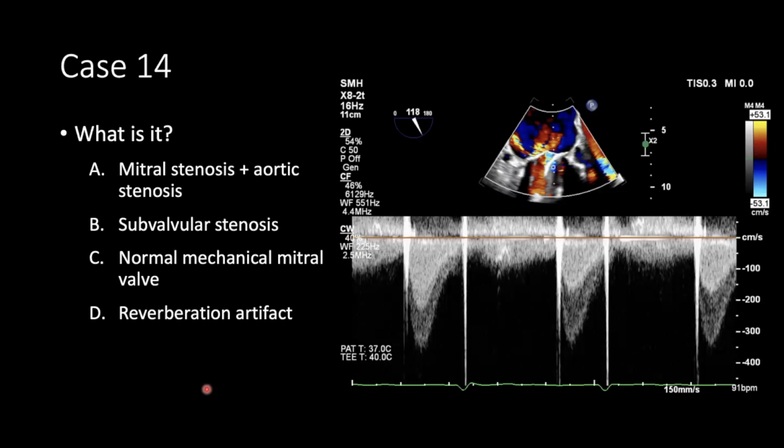Thoughts? Does anyone think it could be a sign of mitral stenosis? And then we're just catching a little bit of the aortic valve and it's a mixed Doppler. Not many nods for that. Could be subvalvular stenosis, maybe. Could it be a normal mechanical mitral valve? Reverberation artifact.